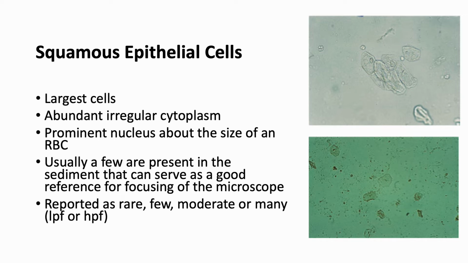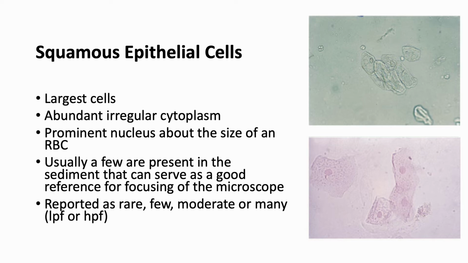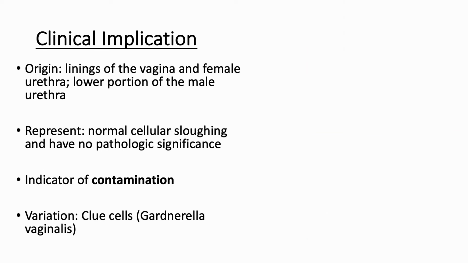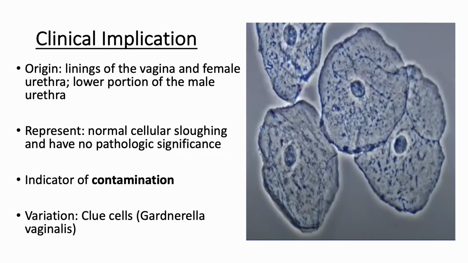So here are some clumps of squamous epithelial cells with folded forms and a special stained squamous epithelial cell. So the clinical implication of the presence of these squamous epithelial cells would be that they are indicators of contamination. The origin of the squamous epithelial cells are those of the linings of the vagina and the female urethra, as well as the lower portion of the male urethra. And normally they represent normal cellular sloughing and may have no pathologic significance. And some variation would be the presence of clue cells that are indicative of Gardnerella vaginalis infection.